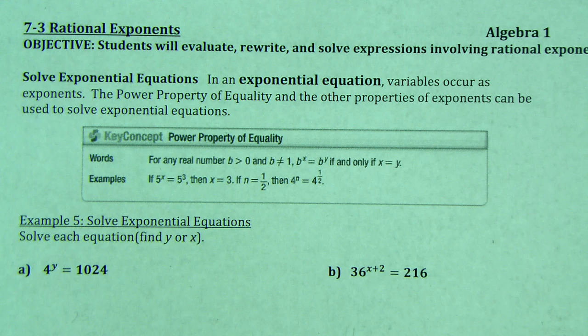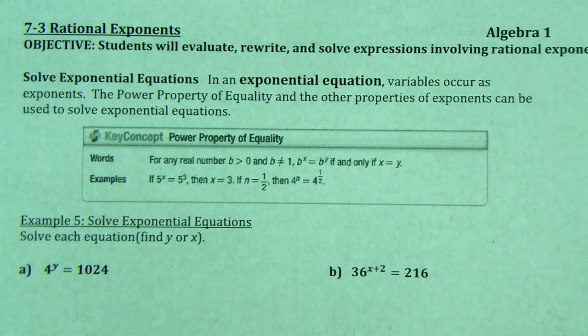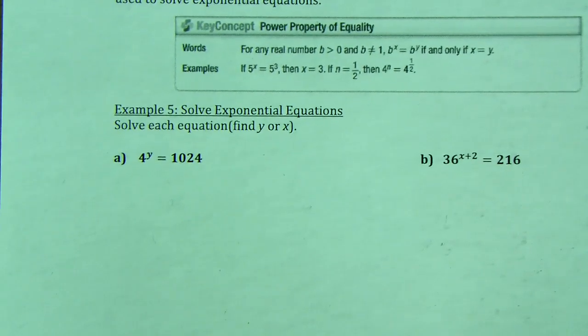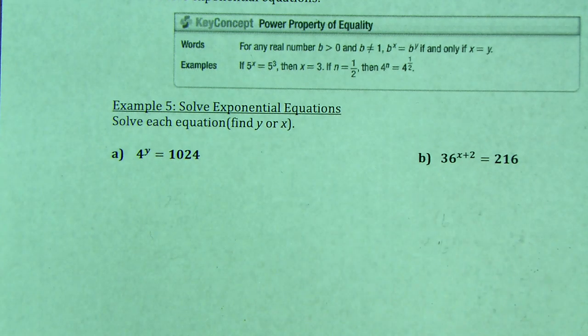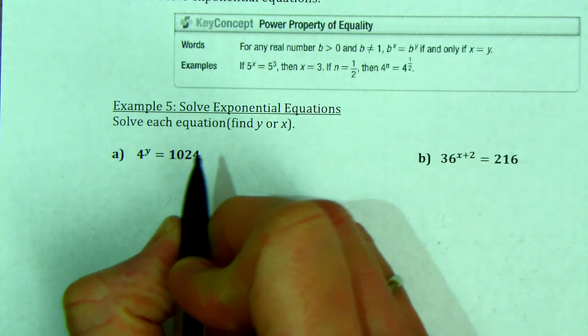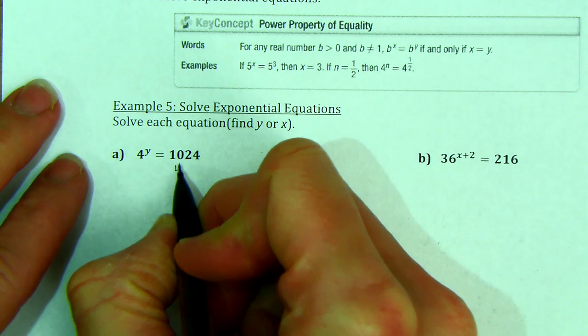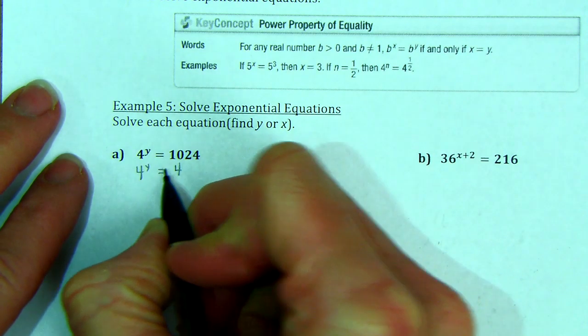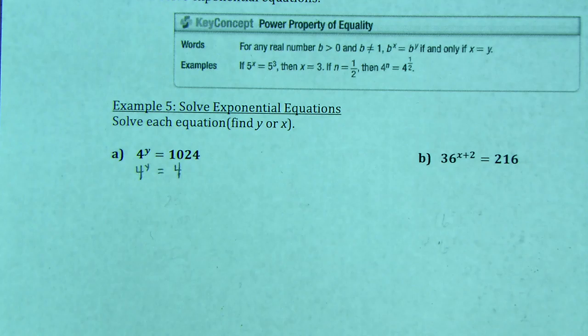let me show you. Okay, so right here are some equations. In this equation A, we have 4 to a y power, so some unknown power, which is what we're trying to find out, and it equals 1024. Okay, so what we have to do, we know that they're equal, so 1024 has got to be 4 to some power. So realistically, it comes down to you're going to figure out how many times 4 goes into 1024.